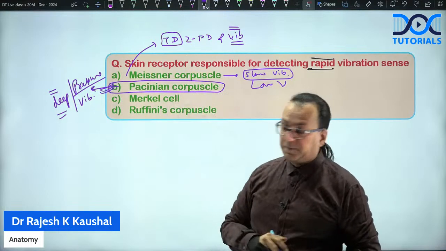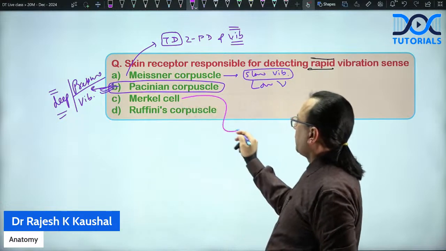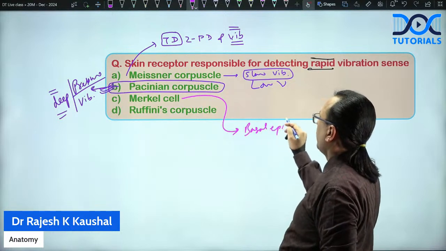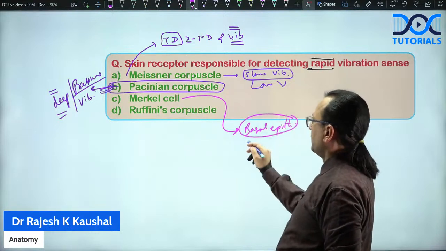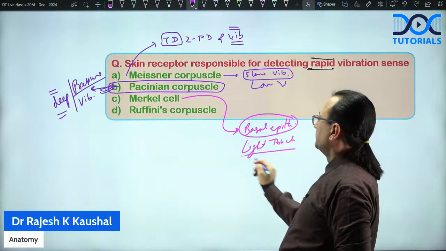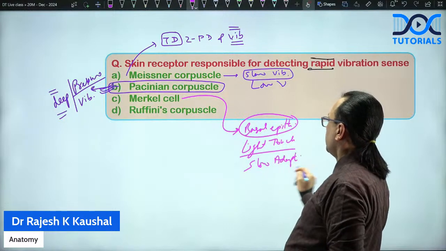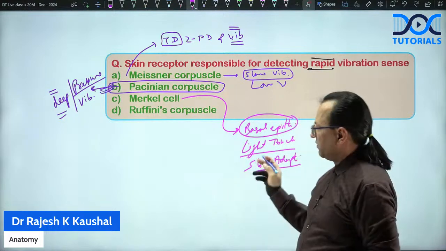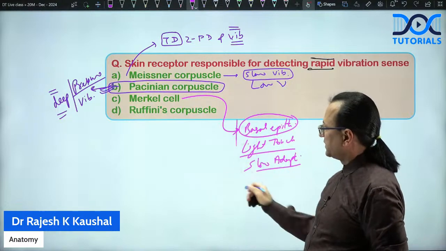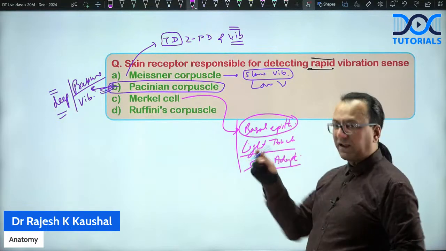What about the Merkel? Merkel we have discussed earlier as well. Merkel, first of all, it is in the basal layer of epithelium, the last layer of epithelium, and it is for light touch sensation, and it is slowly adapting. It is not detecting the vibration at all. Means all the receptors can detect everything, but we don't consider this as looking for vibration. It is for light touch sensation, like holding a pen.